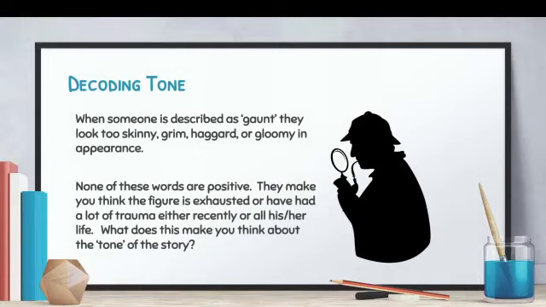So when someone is described as gaunt, they look too skinny, they're haggard, they're grim, maybe even gloomy in appearance. None of these words are positive. So they probably make you think the figure is exhausted. Maybe they've had some trauma, some sort of accidents in their life. So what does this now make you think about the tone of the story, the tone of the paragraph?